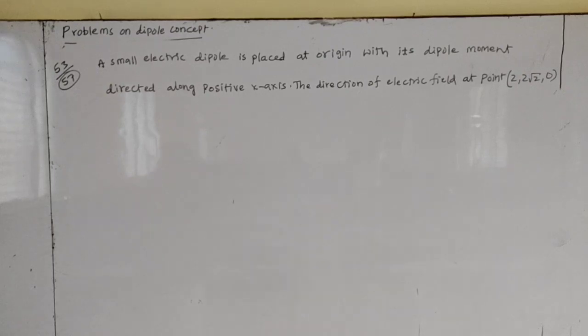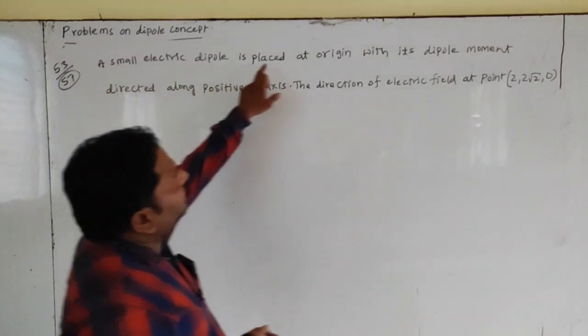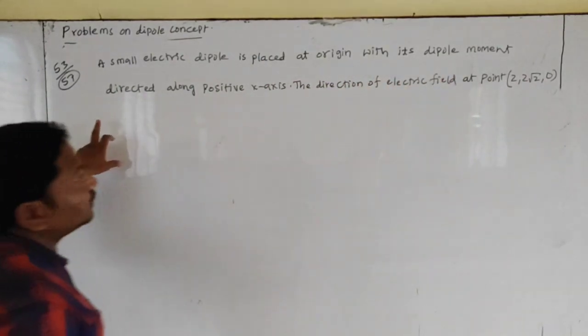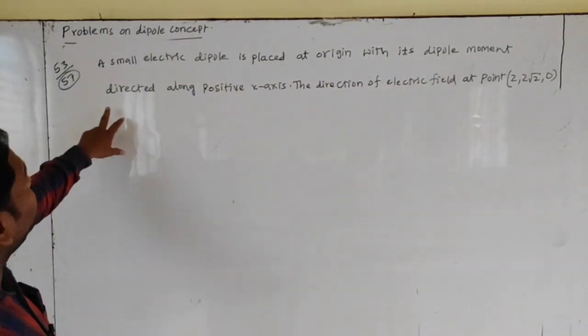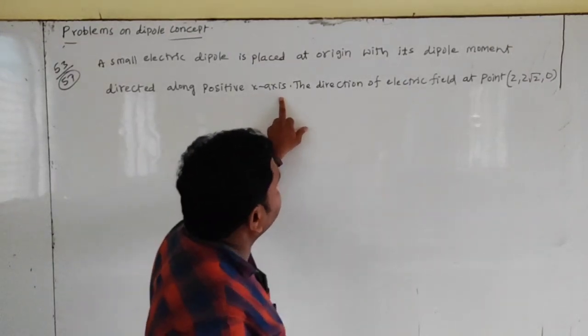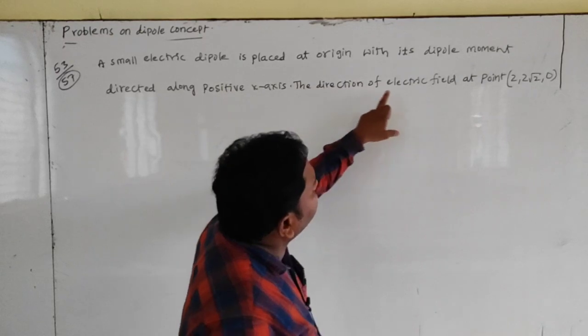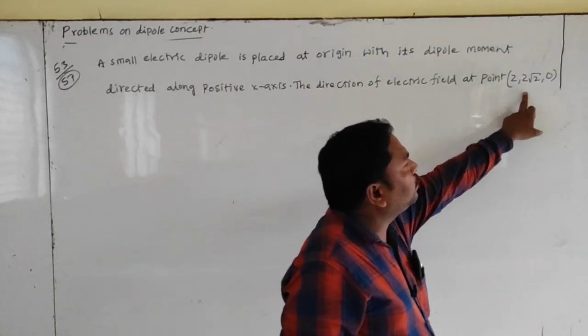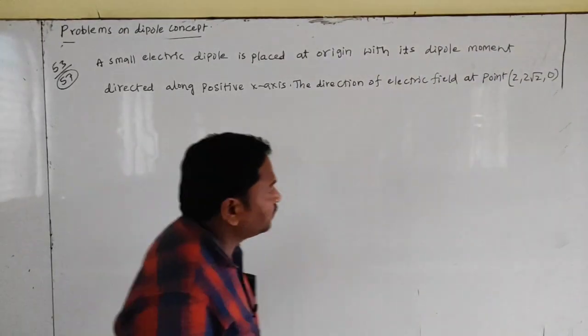Right. A small electric dipole is placed at the origin with its dipole moment directed along the positive x-axis. Find the direction of the electric field at the point 2 comma root 2 comma 0.